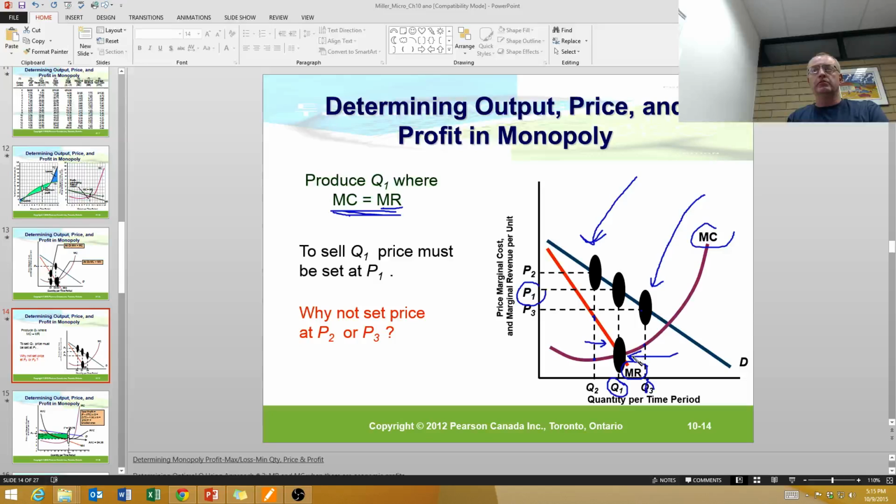So this pushes us back to P1 as being the optimal price corresponding with Q1, which corresponds to the point where marginal revenue equals marginal cost. Same principle that we've seen before.